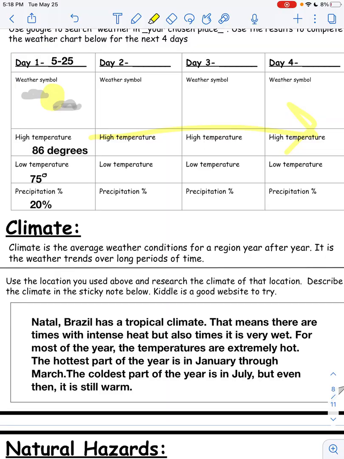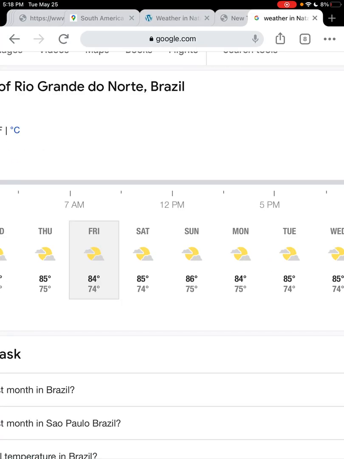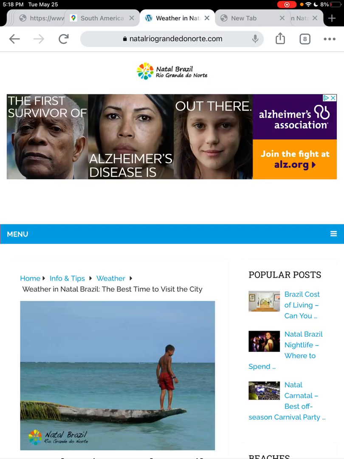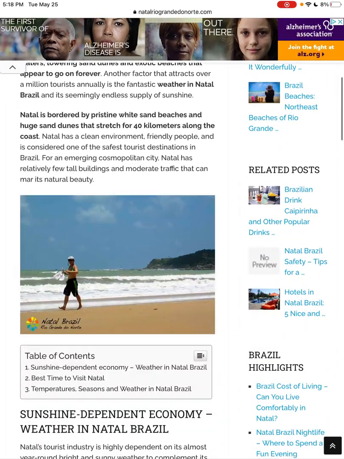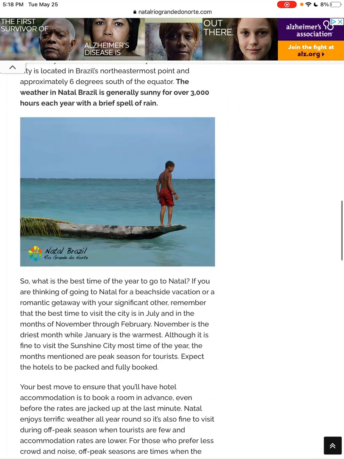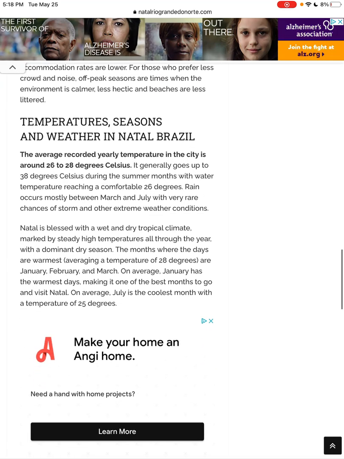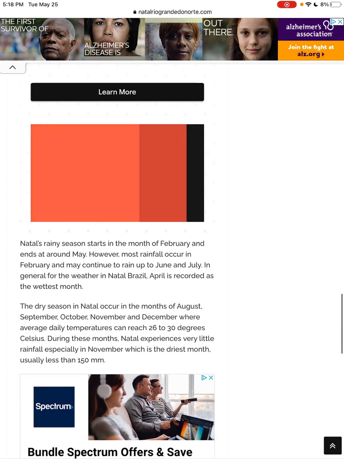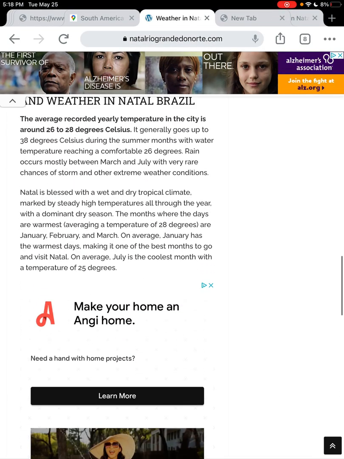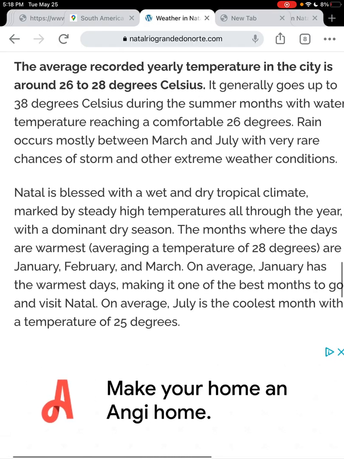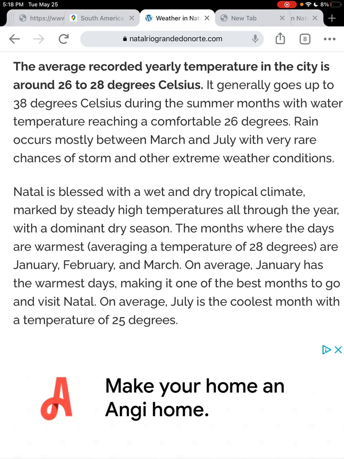So what I did is I went to Chrome and I looked up climate in Natal and I found this website. I had to click on it and I kind of had to skim and scan until I went down here and I saw the word climate. It said it's blessed with a wet and dry tropical climate marked by steady high temperatures throughout the year with a dominant dry season. The months where the days are warmest are January, February, March. On average, January has the warmest days, making it the best month to go visit. On average, July is the coolest month with temperatures of 25 degrees.